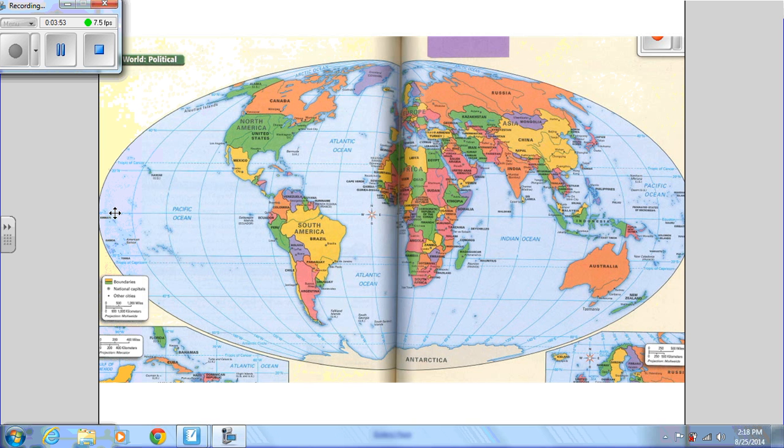Okay, let's go back to the equator and let's count the lines going south of the equator. My first line on my atlas is 20 degrees south. Keep going, 40 degrees south, 60 degrees south.